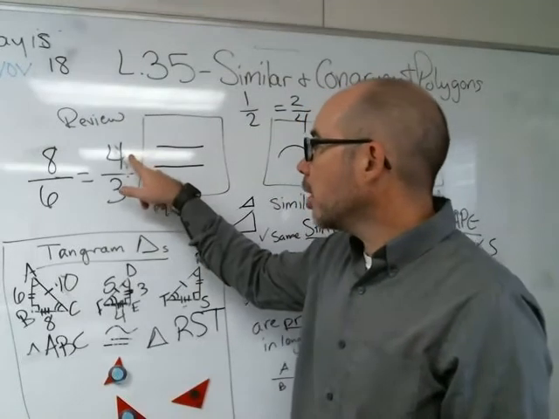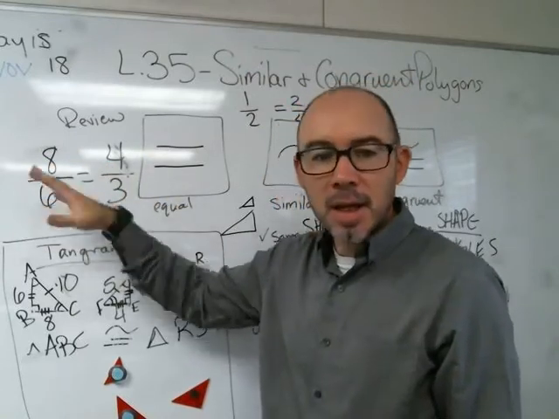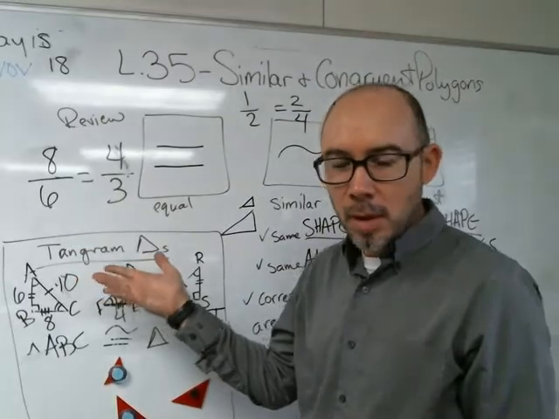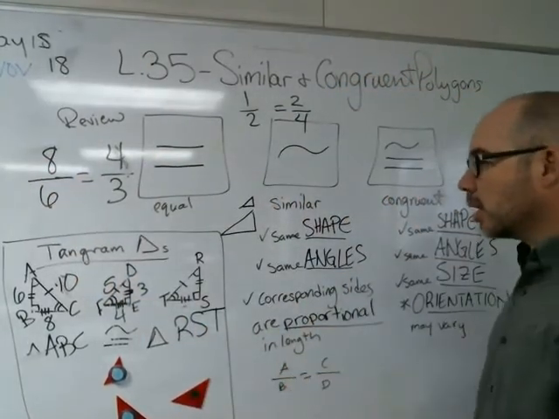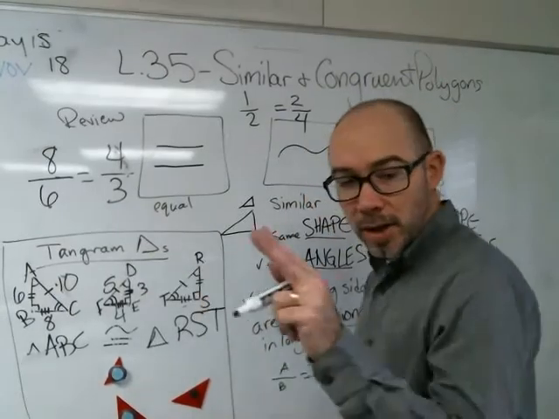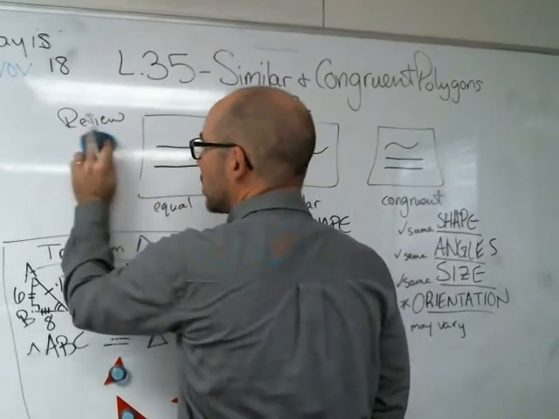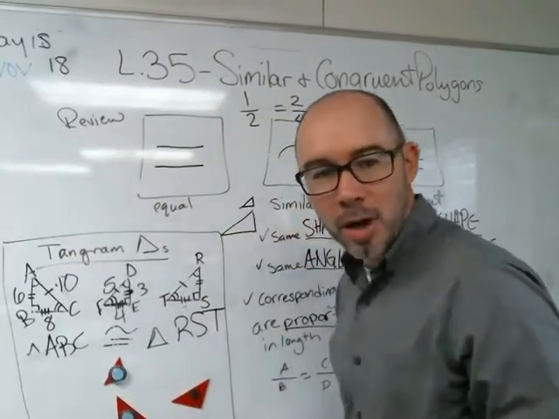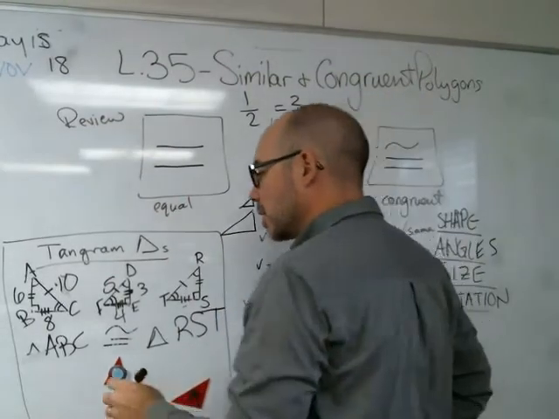Okay? If I multiply 4 by 2, I get 8. If I multiply 3 by 2, I get 6. It's the same fraction. So this is how we would show that they're similar. They must be proportional in their lengths. And I only had to choose 2 of the 3 sides there. I can pick any 2 sides to compare in any order as long as the sides correspond from the first triangle to the second triangle.